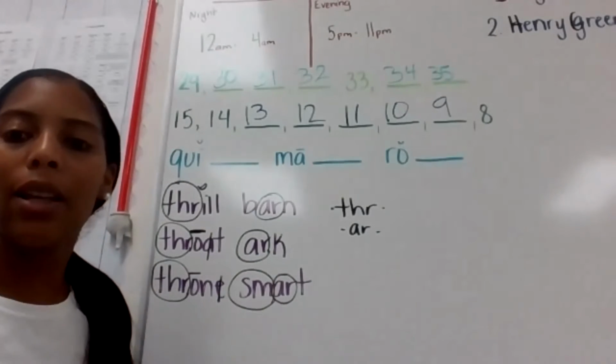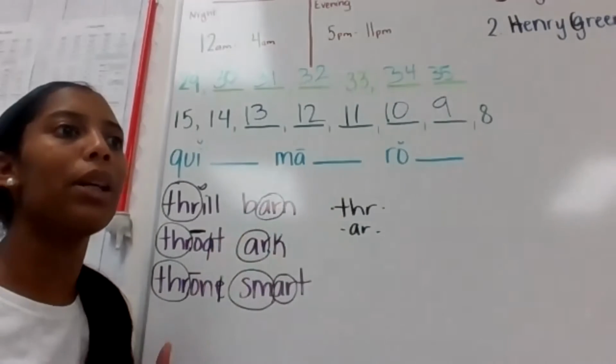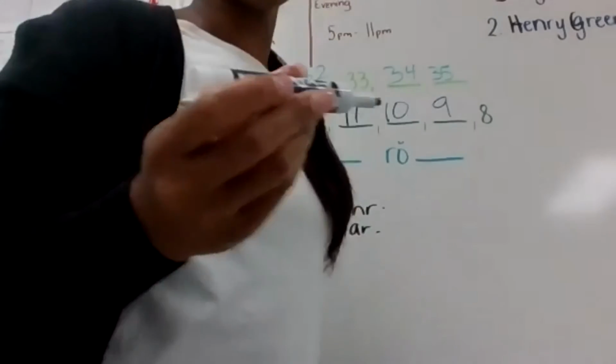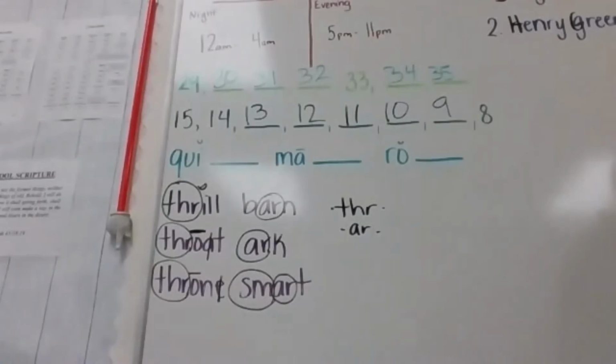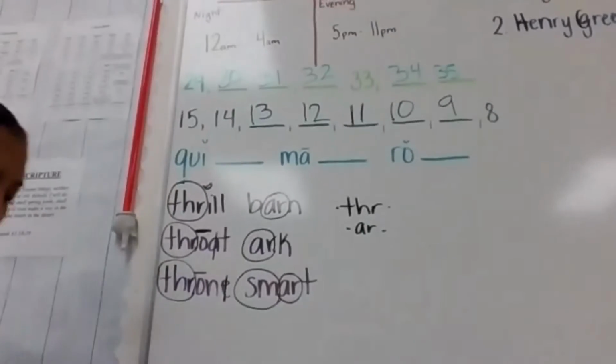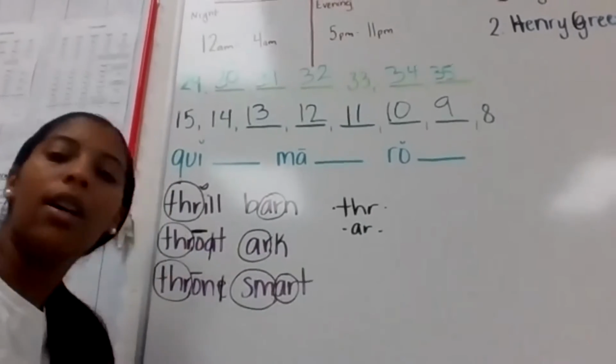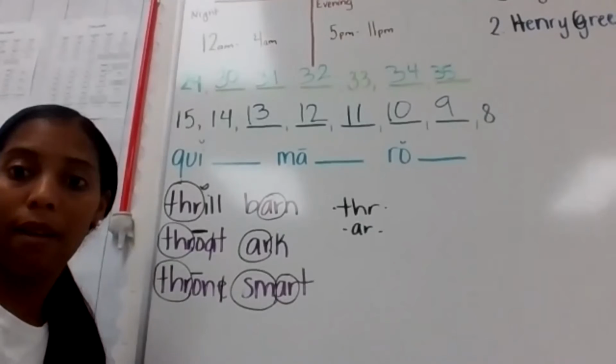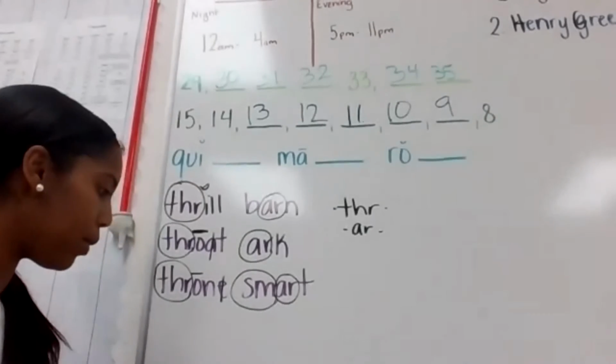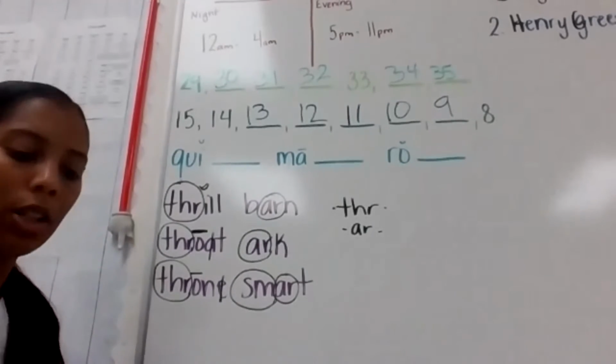Good. So that's THR, third, like in 3. ARR, like in stars. That's our new sounds that we're learning this week in phonics. Okay, and we have others, but that's the ones we're doing today. Good job.